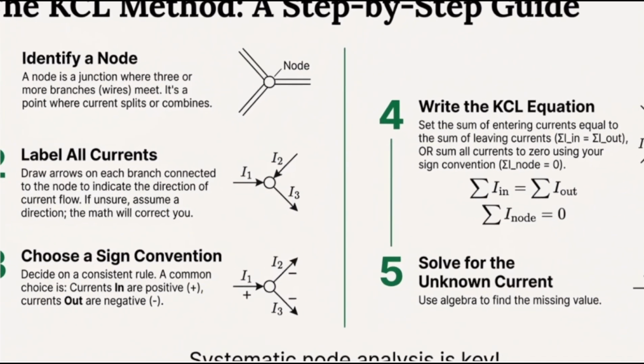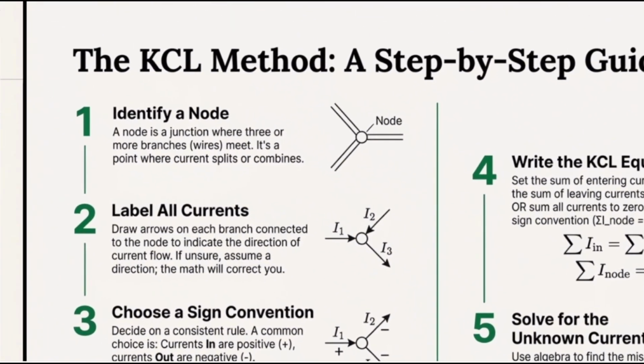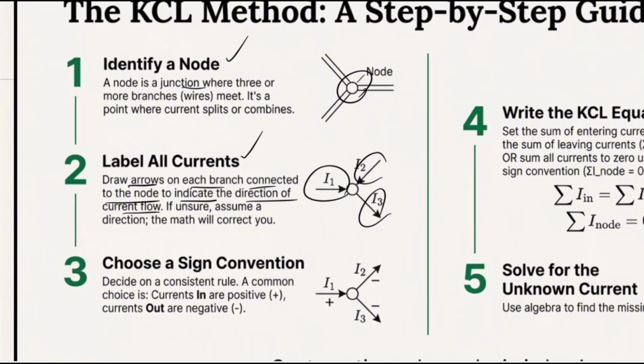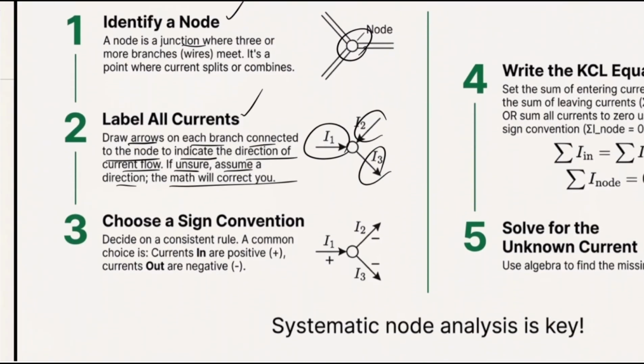So the KCL method, obviously, has some steps. The very first thing you have to do is identify a node. A node is the place where three or more wires or components are connected to each other. It's a junction, right? Then you have to label all of those currents. It's I1, I2, I3, whatever you like, it doesn't matter. At this point, you have to draw arrows on each branch connected to the node to indicate the direction of the current flow. And if you're unsure, you can just assume the direction. It doesn't matter. The math at the end will correct you.